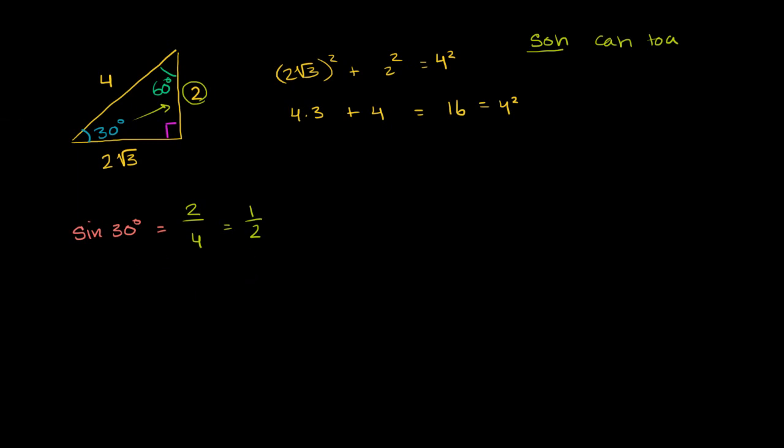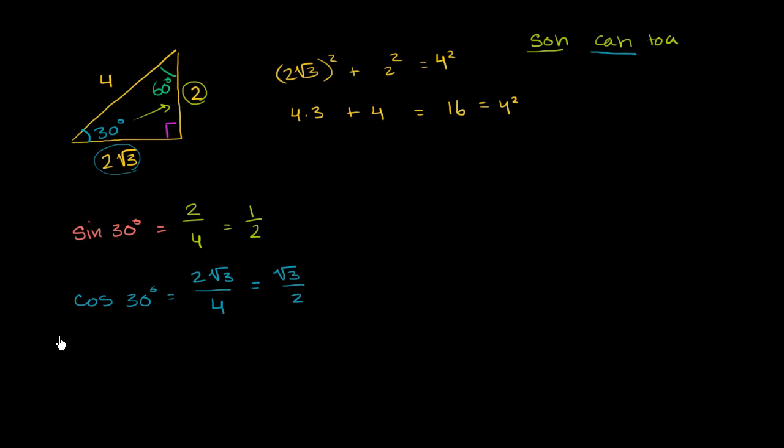Now, what is the cosine of 30 degrees? Once again, go back to SOHCAHTOA. The CAH tells us what to do with cosine. Cosine is adjacent over hypotenuse. If we're looking at the 30-degree angle, this right over here is adjacent. It's right next to it. It's not the hypotenuse. It's the adjacent over the hypotenuse. So it's 2 square roots of 3 over 4. If we simplify that, we divide the numerator and the denominator by 2. It's the square root of 3 over 2.